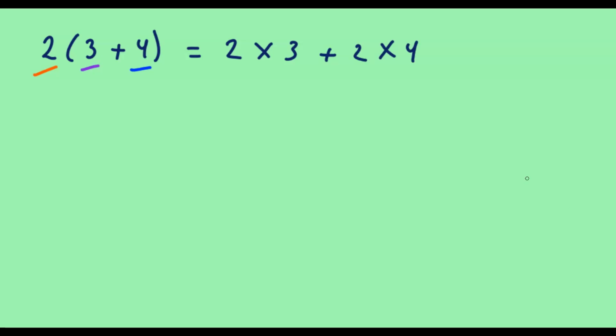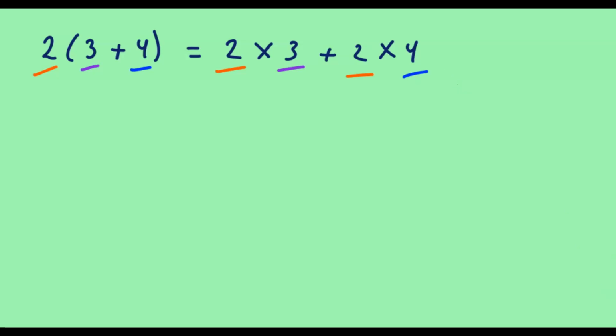Let us consider 2 times (3 plus 4). Now, using the distributive law, we need to distribute the factor 2 to the terms in the parentheses. That will be 3 and 4. So, using the distributive law, we will get 2 times 3 plus 2 times 4. So we can see that the factor 2 has been distributed to the terms in the parentheses. That will be 3 and 4.